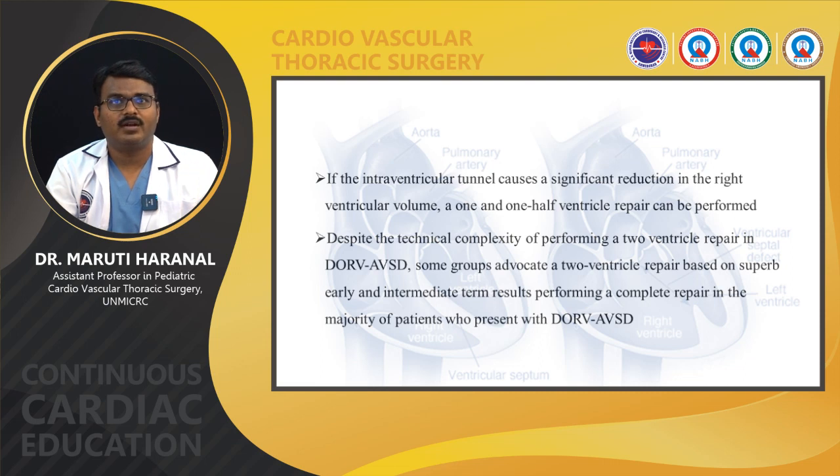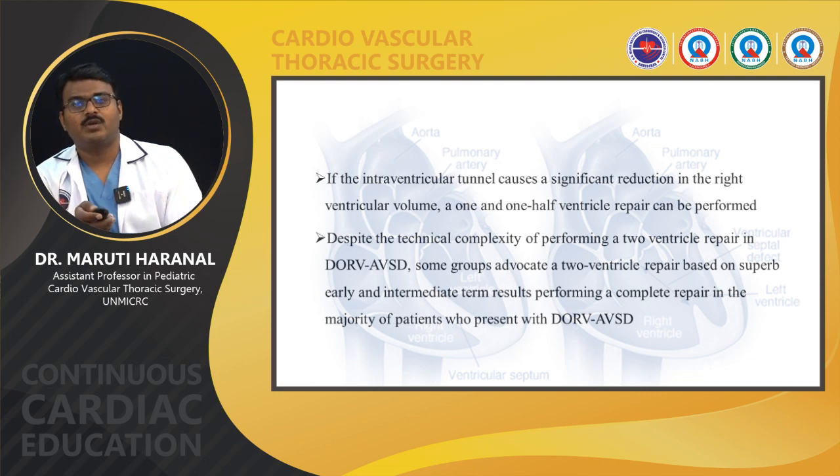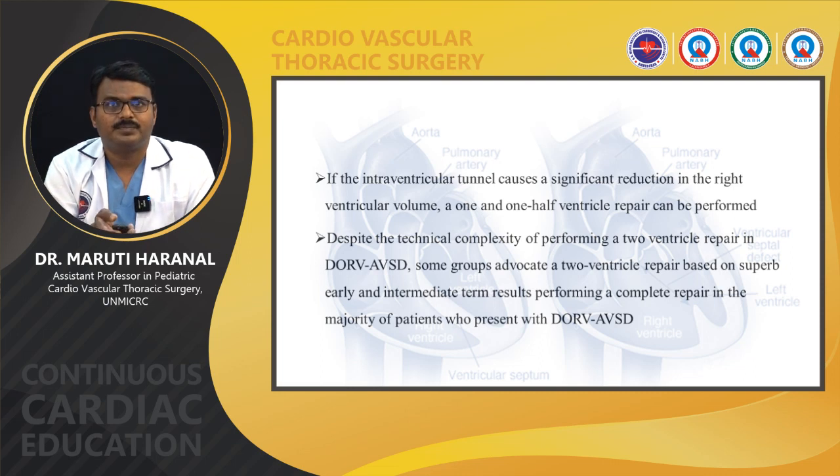If the intraventricular tunnel causes a significant reduction in the right ventricular volume, 1.5 ventricle repair is done. Despite the technical complexity of performing a 2 ventricle repair in DORV with AVCD, some groups advocate a 2 ventricular repair based on superb early and intermediate term results, performing a complete repair in the majority of the patients who present with DORV and AVCD.